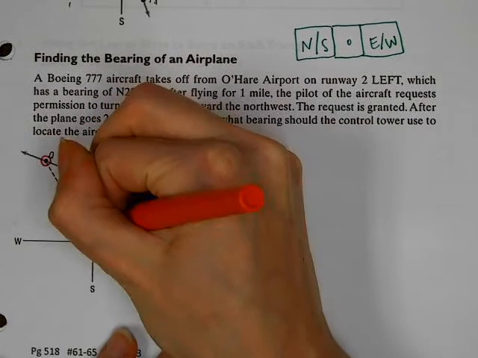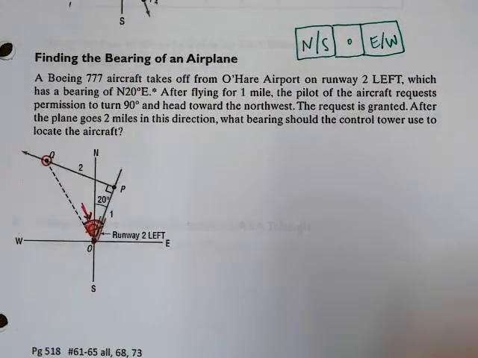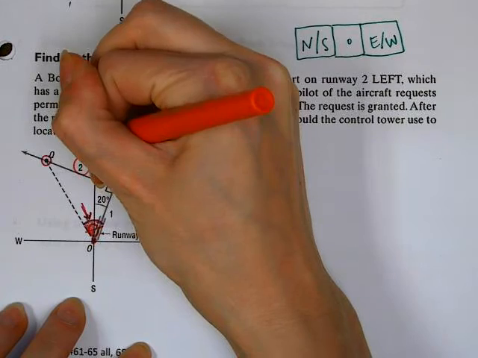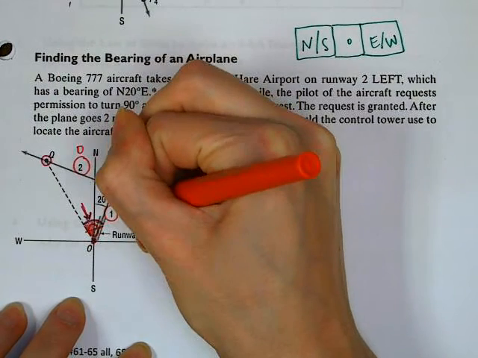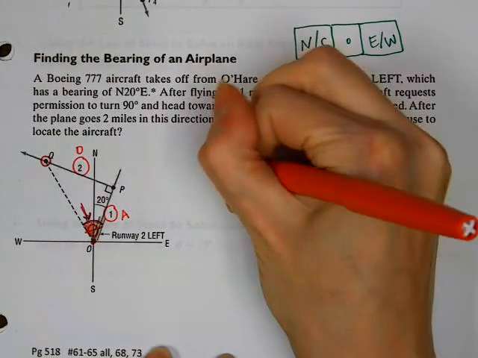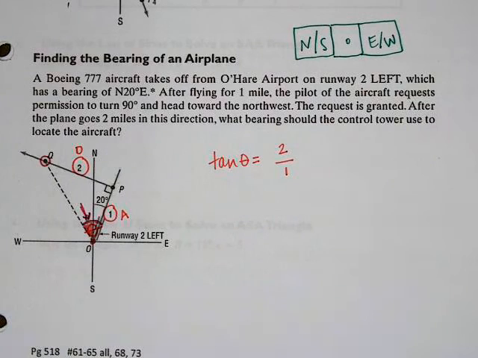So let's start by calling this big angle theta, and let's use a little bit of trig. So according to this reference angle, we have an opposite and we have an adjacent side. So when you have an O and an A, that's going to be tan. Okay, so we're going to use tan theta equals opposite over adjacent. So just 2 over 1.